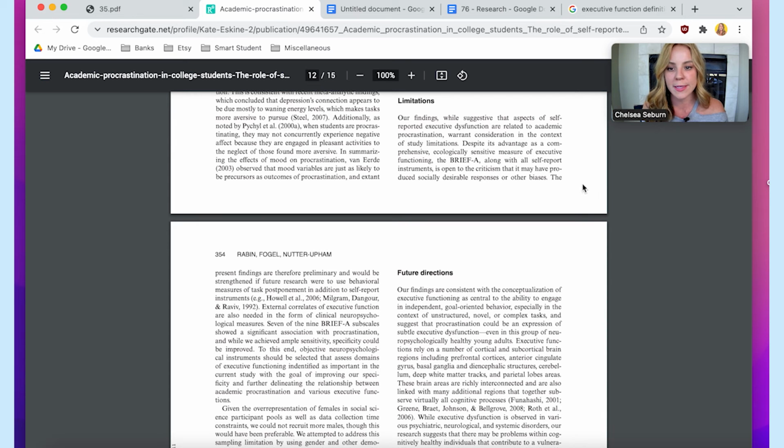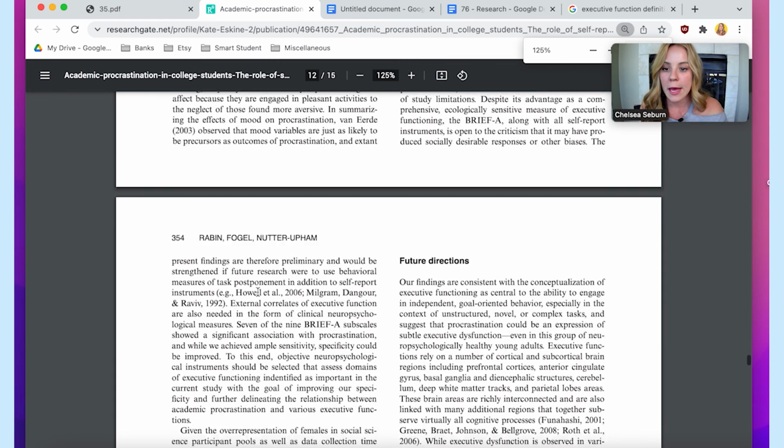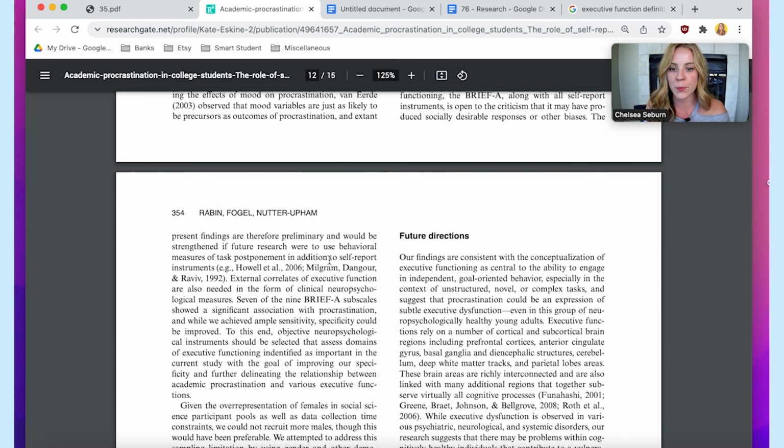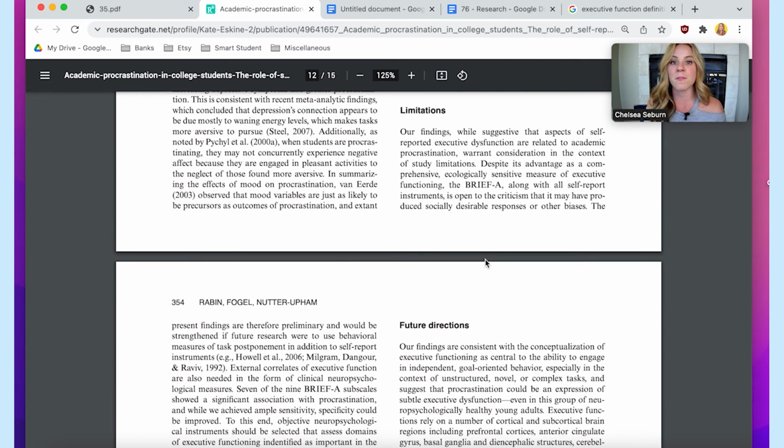And so as we can see here, the present findings are therefore preliminary and would be strengthened if future research were to use behavioral measures of task, and so on. So in other words, they're telling you that their findings are non-conclusive and that more research needs to be done. So their research question, they probably weren't able to effectively answer it.